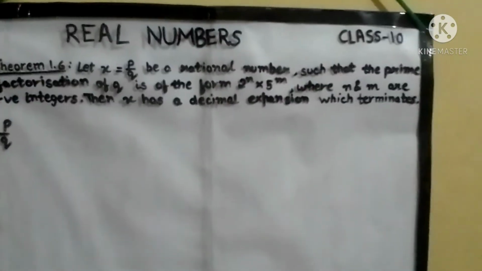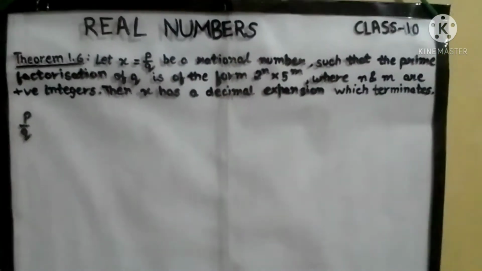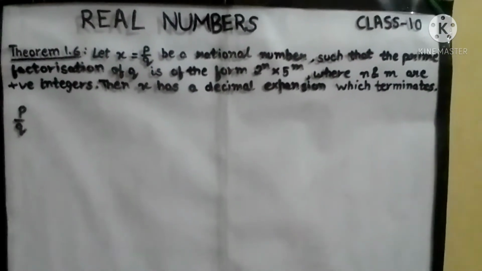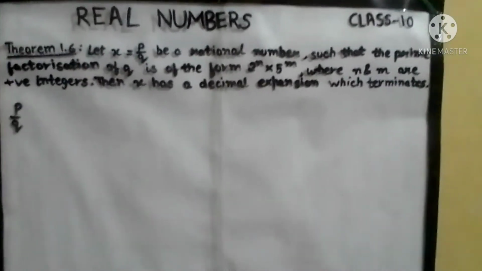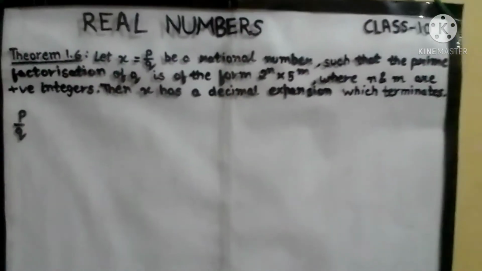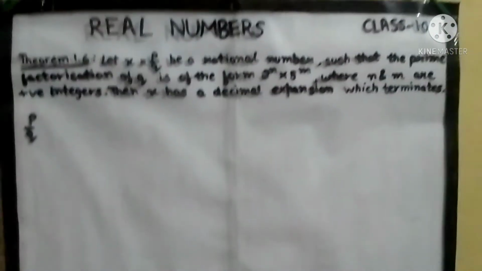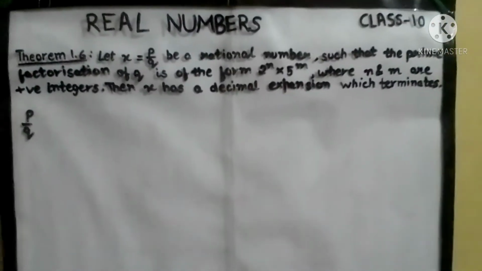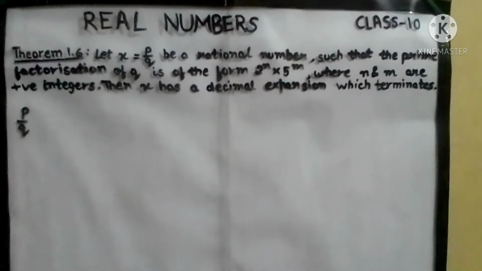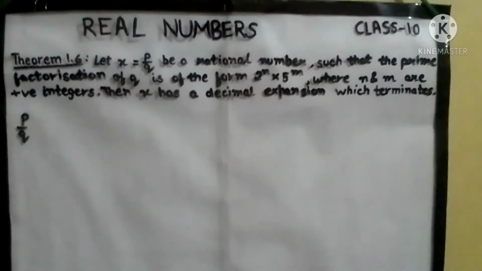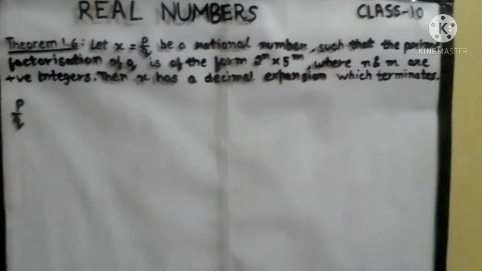Theorem 1.6 statement says: let x be a rational number in the form of p by q such that the prime factorization of q is of the form 2^n into 5^m, where n and m are positive integers. Then what we have to prove here is that x has a decimal expansion which terminates.